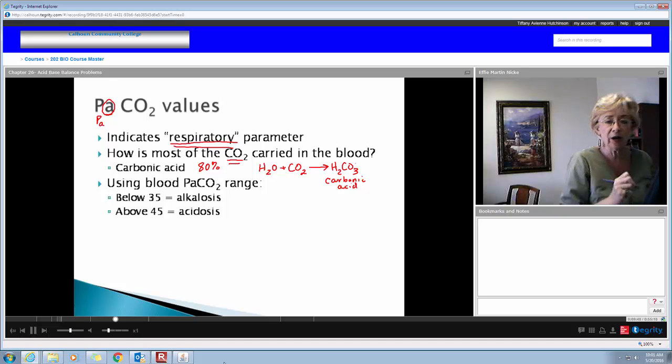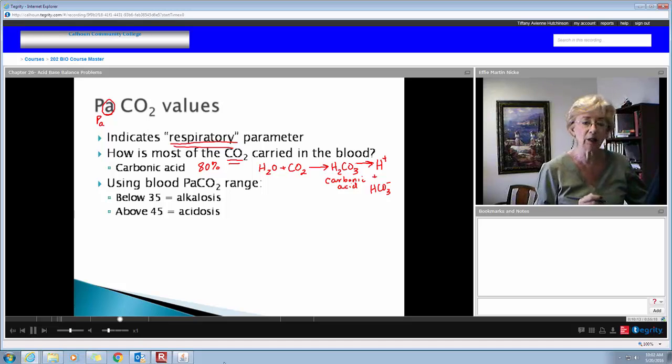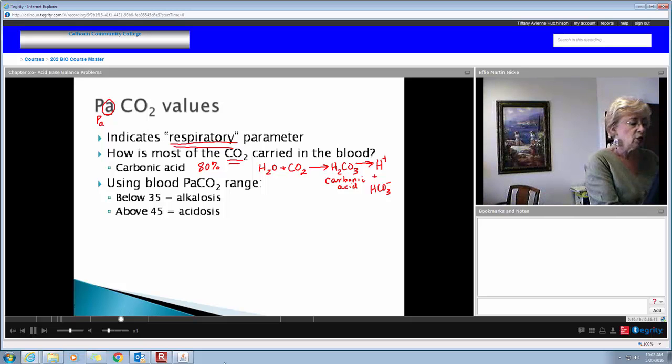It's a very unstable acid, so what it will do is quickly dissociate into 2 more stable ions. One is the hydrogen ion. I'm running out of room, so I'm going to put the other one, HCO3, the bicarb ion. So there's your hydrogen ion, which makes it an acid, because carbonic acid dissociates very fast into hydrogen ions and bicarb ions.